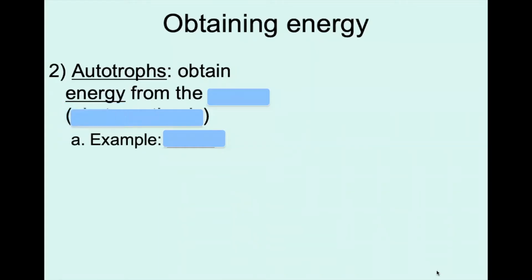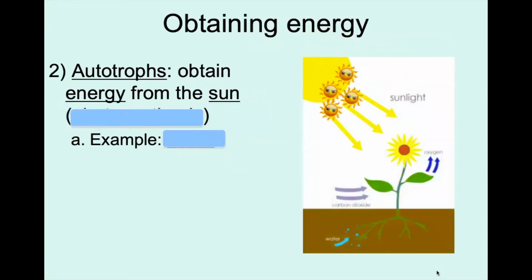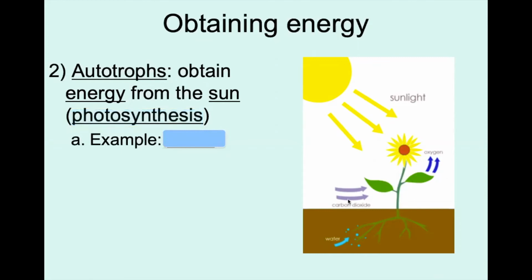So autotrophs obtain energy from the sun. As shown in this picture, all this sunlight energy is going specifically into the leaves of this plant. That's what the leaves do. They gather solar energy. And then they use that energy to power its body, power its growth, to do things. We call this photosynthesis.